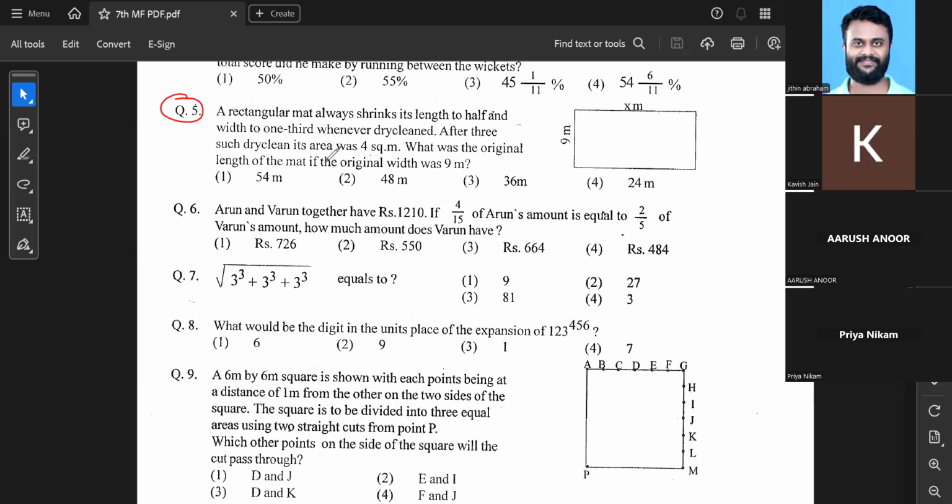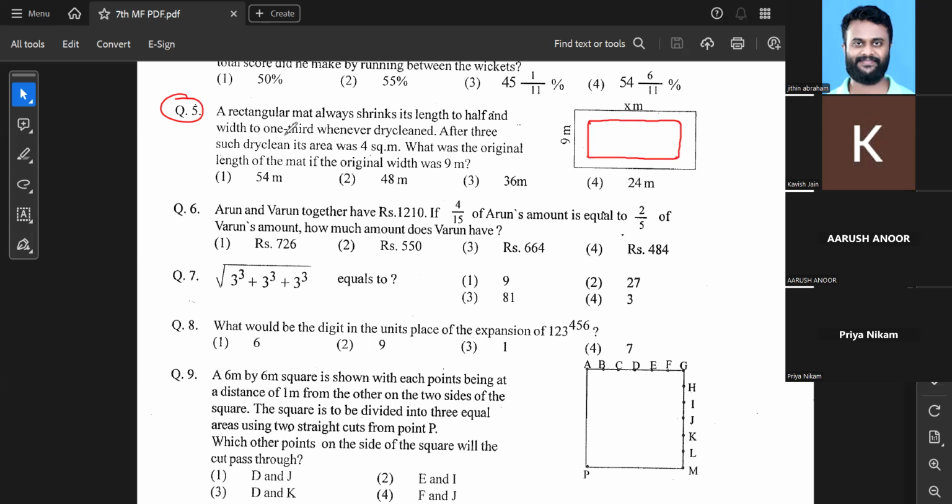Okay, so the original width is 9, and the original length they are saying is x. So after the first dry clean, it has shrunk and become like this.